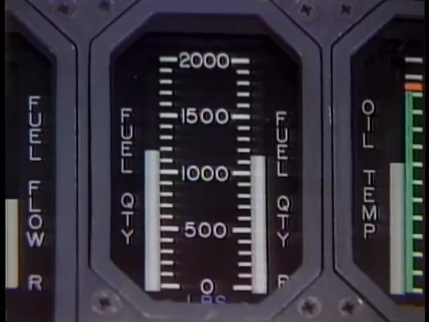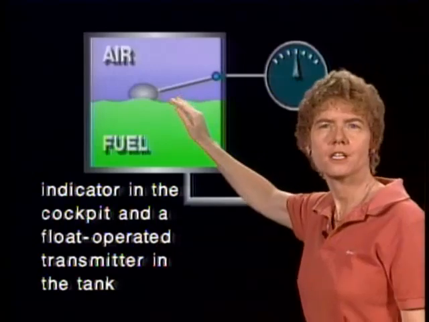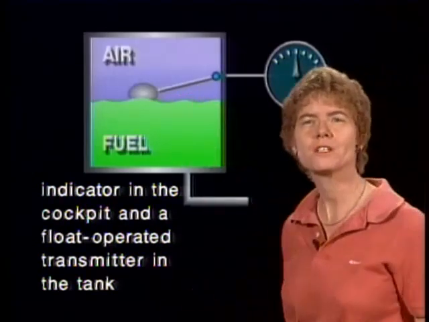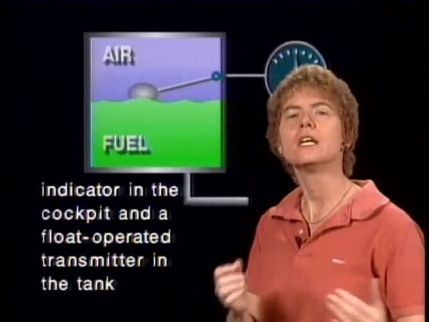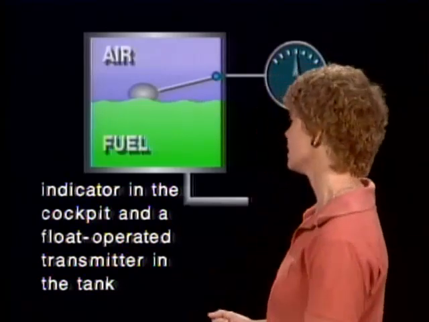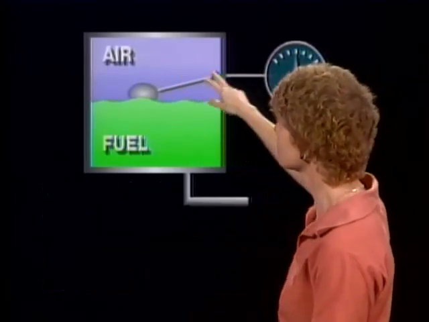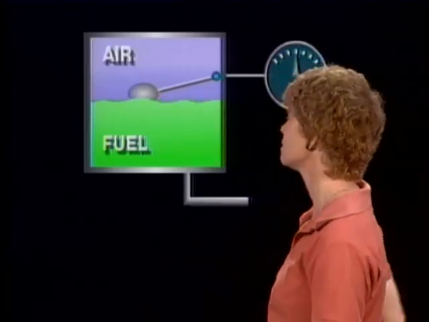Now, another type of fuel quantity system is the electrical type fuel quantity system, and what that's got is an indicator in the cockpit, and there is a float-operated transmitter in the tank. The purpose of that float-operated transmitter is to send an electric signal to the fuel quantity indicator. It is not a mechanical connection. It's an electrical signal going from the transmitter in the tank, which is activated by the float, and then sending the electrical signal to the indicator in the cockpit.